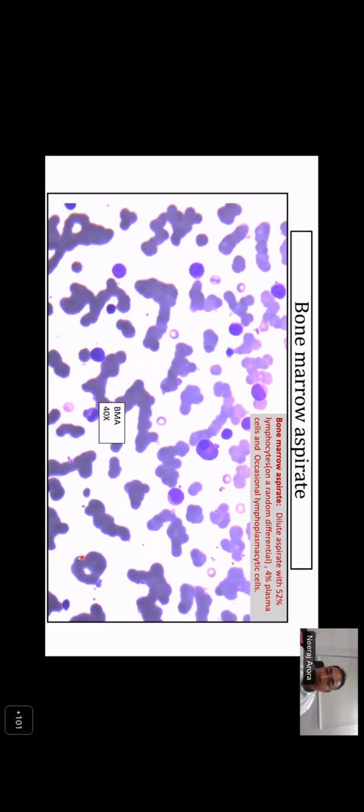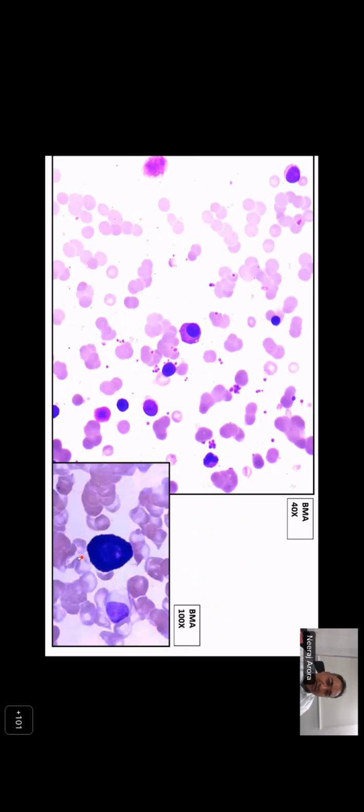And these are the aspirate findings. It was 52% lymphocytes with around 4 to 5% plasma cells, and there were occasional lymphoplasmacytic cells in the bone marrow. Next slide. Another picture showing the plasma cells, which are slightly abnormal looking. You can say flame type of cells, but not typically, just some flame type of cells.